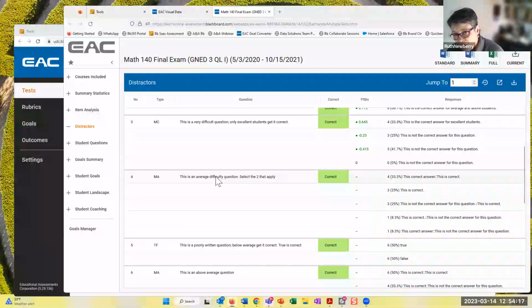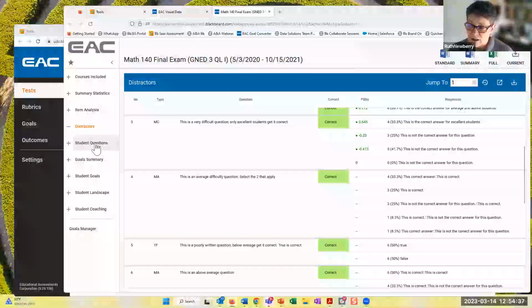So I could begin looking at my question stem, this part, and why my students have selected this. Is the question not clear and the response is not clear? Do they really not know this content?